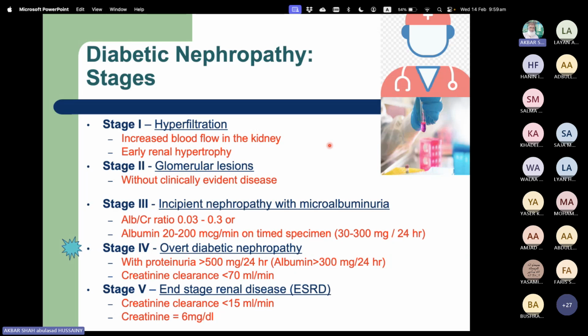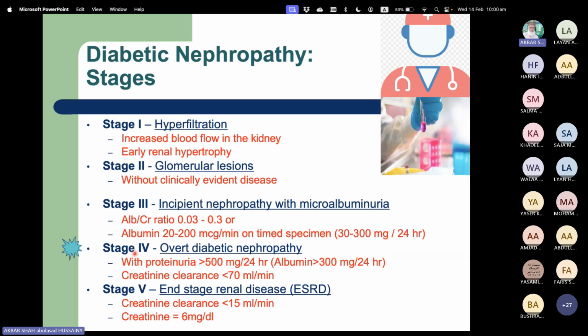So now the staging, in stage 1, 2, 3, they are just the beginning stages. In the first, there's just hyperfiltration. We can check how much is the daily output of the urine. Then they come to know about the glomerular lesion. If they are suspecting, they take a biopsy and they find just a lesion, but no obvious clinical evidence of the disease. Then stage 3, it's about to start. Incipient nephropathy, only microalbuminuria is there. So this is just a start.